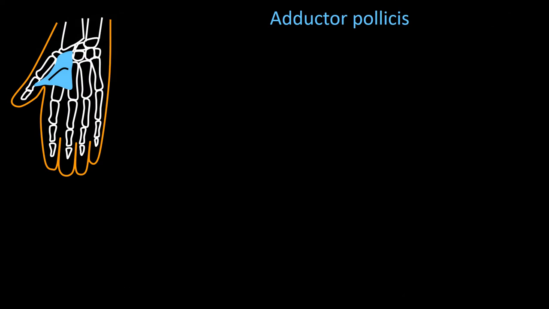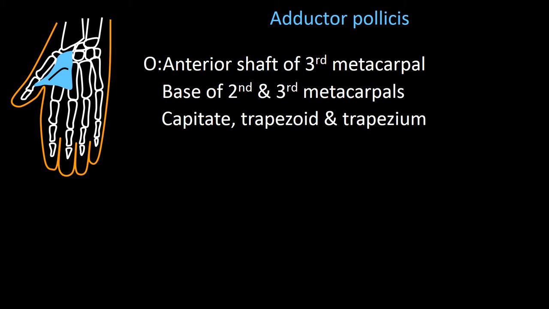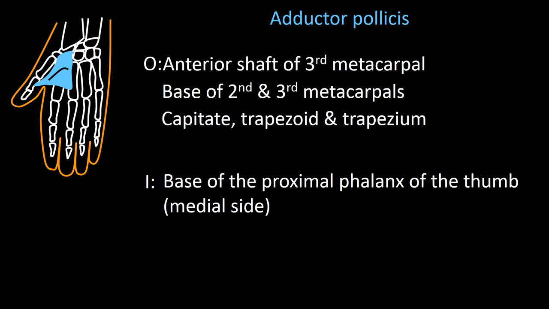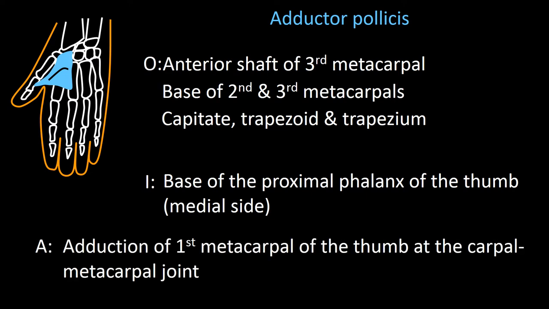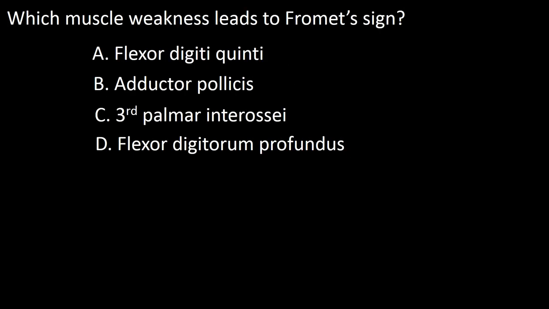The adductor pollicis originates from the anterior shaft of the third metacarpal, from the base of the second and third metacarpals, and also from the capitate, trapezoid, and trapezium. Insertion is at the base of the proximal phalanx of the thumb. Its function is adduction of the thumb at the carpometacarpal joint. The adductor pollicis is tested by feeling the force when the patient is attempting to adduct the thumb, as you can see in this figure. So the answer to this question is B.